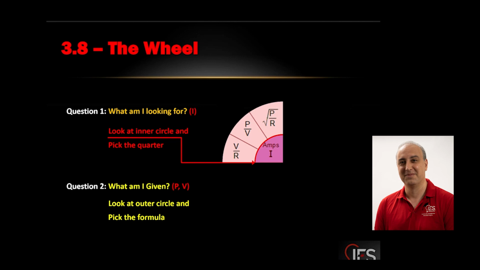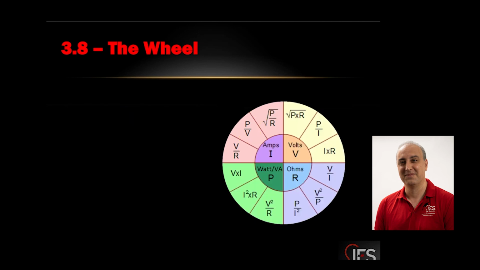All right, let's do an example for you guys. Let's say I'm looking for R, and I'm given power and voltage. So I'm looking for R. Where do I look? Inner circle, that's my quarter, right? Because I'm looking for R. Always locate what you're looking for in the inner circle. That's my quarter. Now I'm given power and voltage. So which formula? Middle one, right. So that's how you locate the formula.